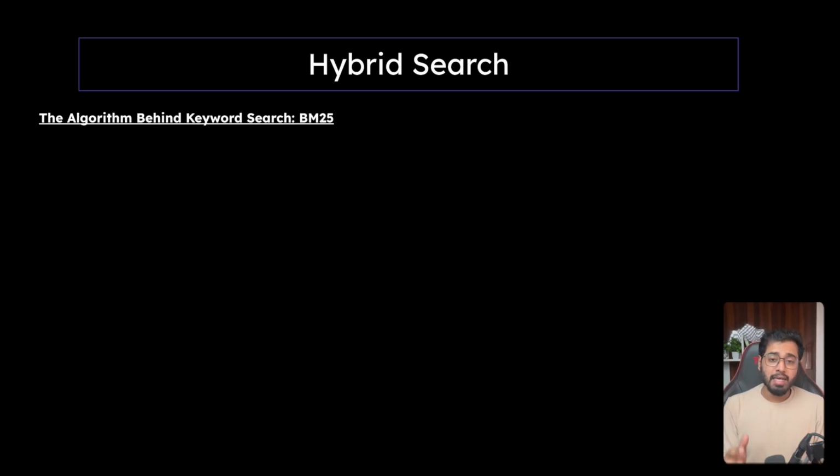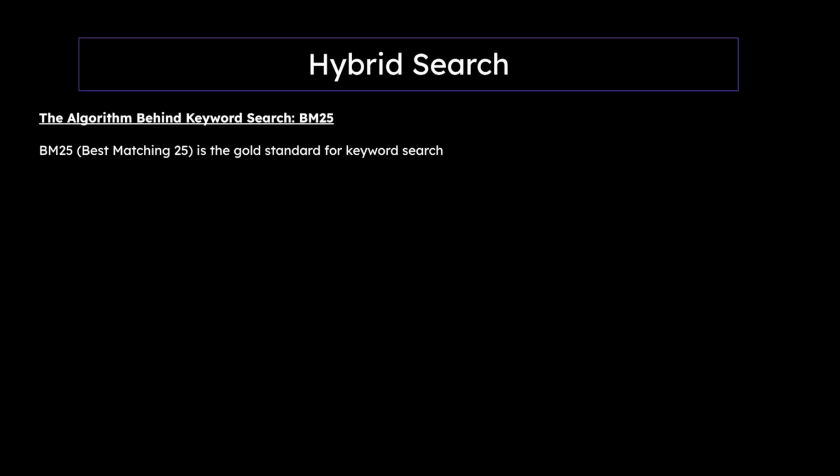Now let us look at the algorithm behind keyword search. It's called BM25. I'm not going to go too deep and burden you with all the technicalities and algorithms, but let's look at how it works on a very high level. BM25 is the gold standard for keyword search. It's called Best Matching 25.